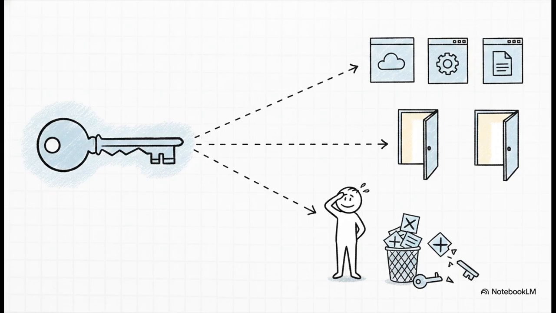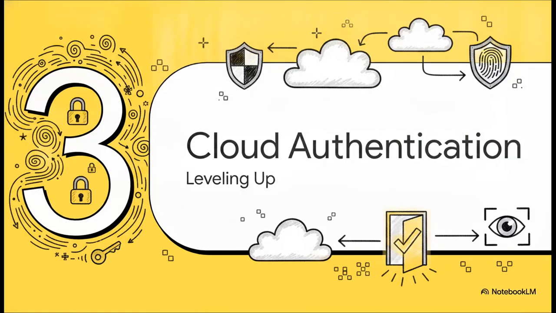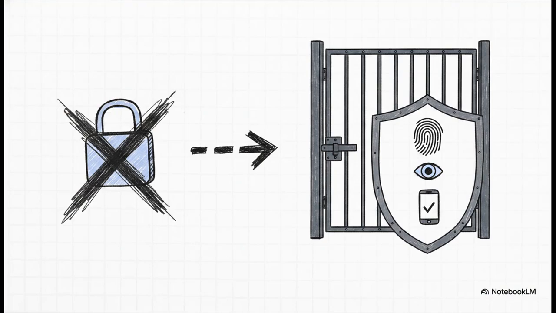SSO eliminates that human vulnerability by centralizing the entire security perimeter. All right, Section 3, Leveling Up Cloud Authentication. When we move past the traditional, easily compromised password, we enter the realm of advanced gatekeeping. Multi-factor authentication, or MFA, and biometrics are no longer just optional add-ons. They are absolute industry standards.